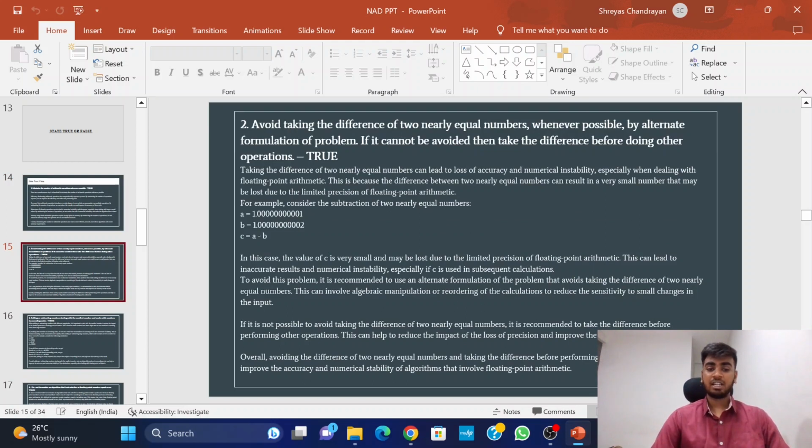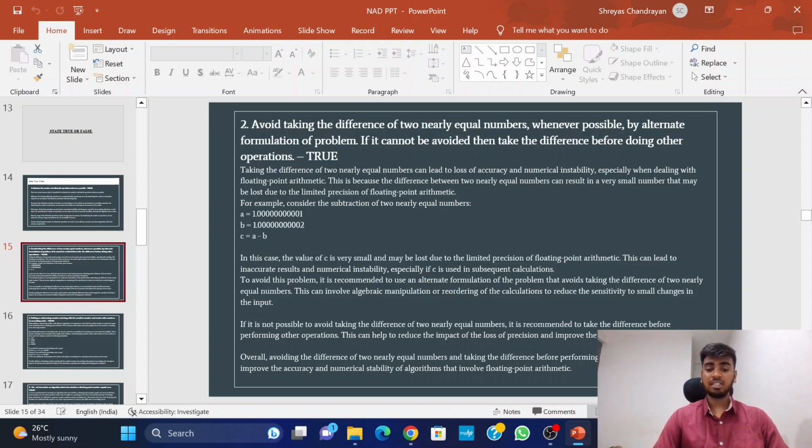The second statement states: avoid taking the difference of two nearly equal numbers whenever possible by using an alternate formulation of the problem. If it cannot be avoided, then take the difference before doing other operations. Taking the difference of two nearly equal numbers can lead to loss of accuracy and numerical instability, especially when dealing with floating point arithmetic. This is because the difference between two nearly equal numbers can result in a very small number that may be lost due to the limited precision of floating point arithmetic.